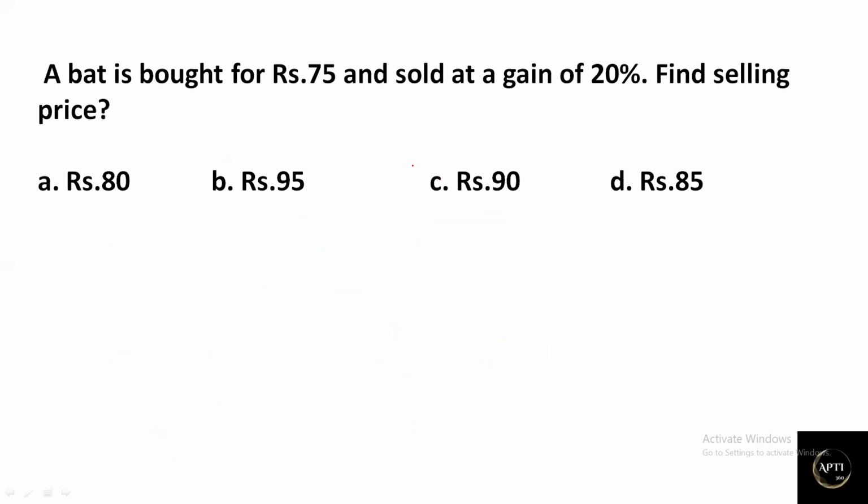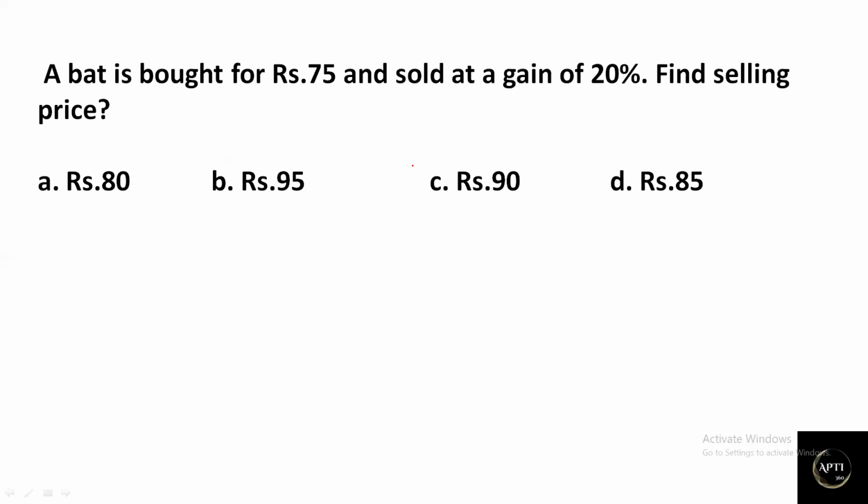A bat is bought for 75 rupees and sold at a gain of 20%. Find the selling price. See guys, when you are solving any profit and loss question, while reading the question you need to immediately understand whether the given value is the cost price, selling price, profit percent or loss percent. You just need to write the values.